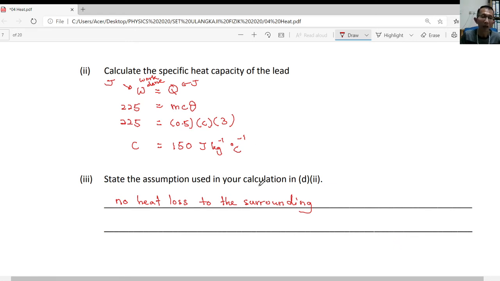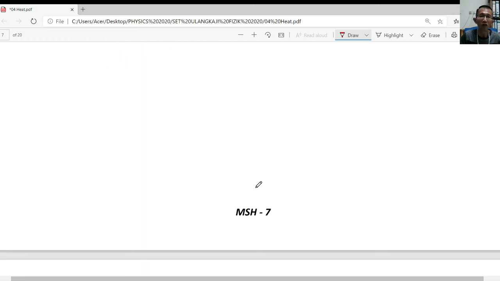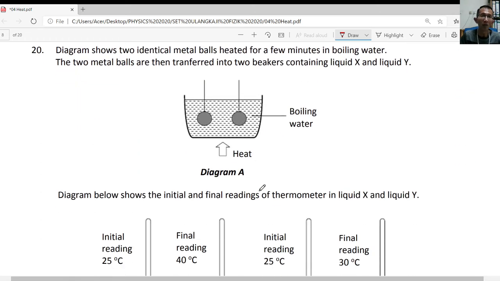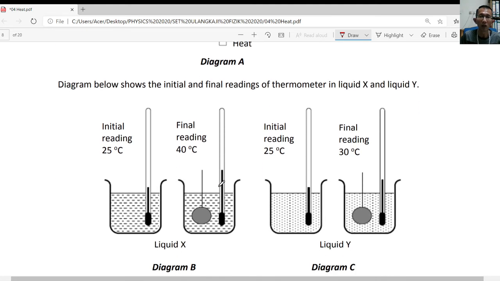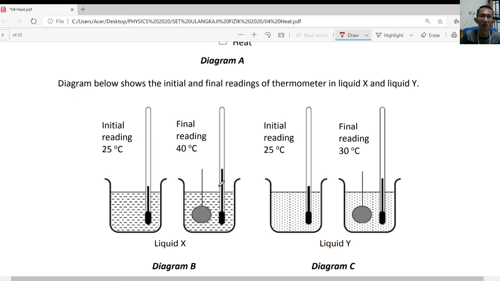Alright, so we move on to question number 20. The diagram shows two identical metal balls heated for a few minutes in boiling water and then transferred into two beakers containing liquid X and liquid Y. So initially the temperature of these two balls must be the same. Two identical metal balls. Okay, so we look at diagram B and diagram C.